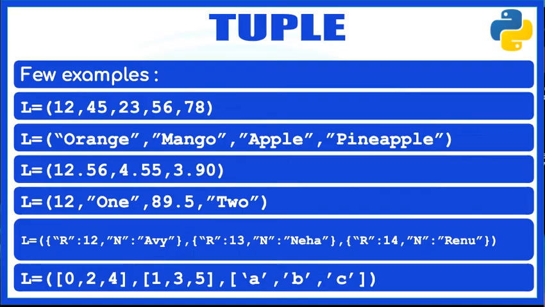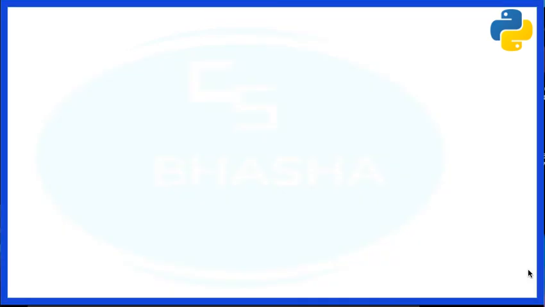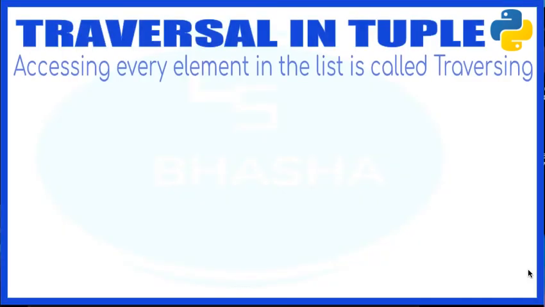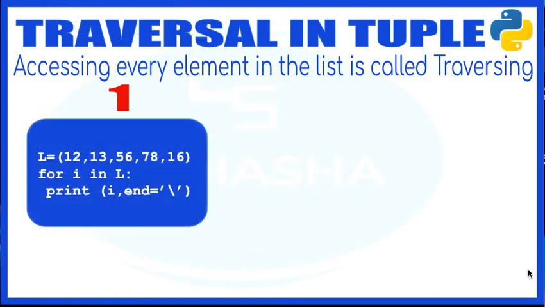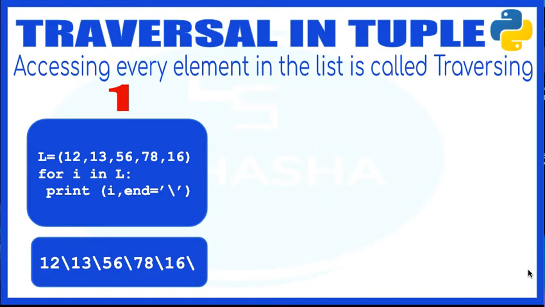So if we do a quick revision of what we have just learned, we'll talk about the traversal. We can traverse to every element in a tuple just the way we've already done. So if there is a tuple L with values 12, 13, 56, 78 and 16, we can access each value like this, and this will be the output that we are going to get.